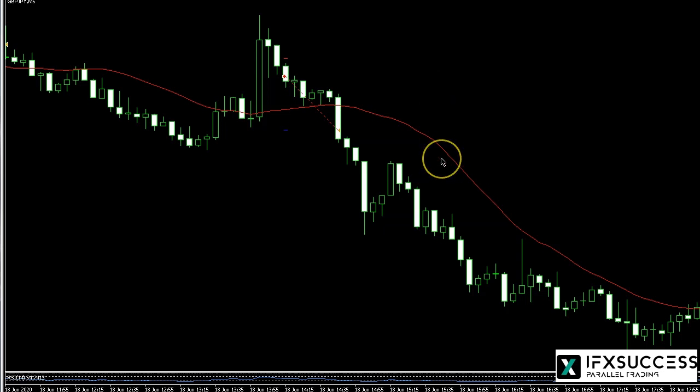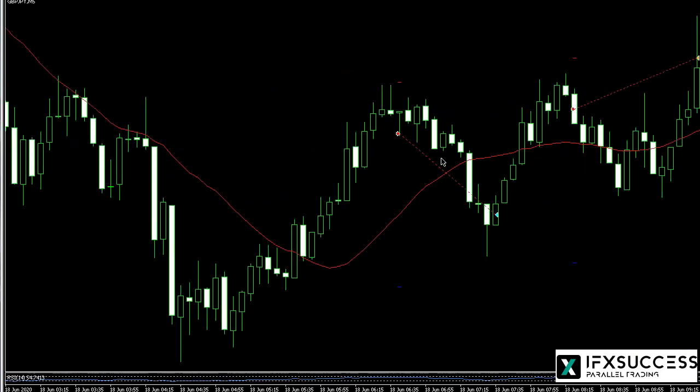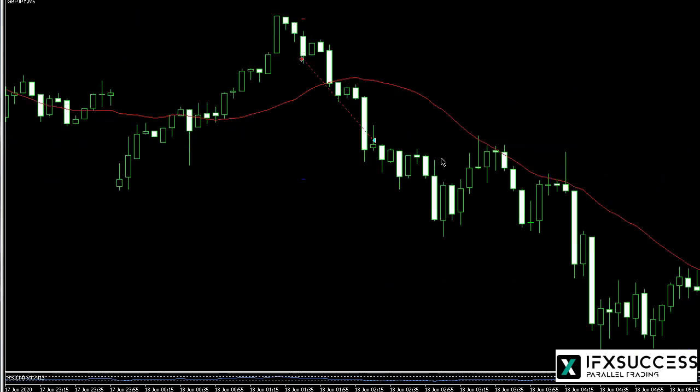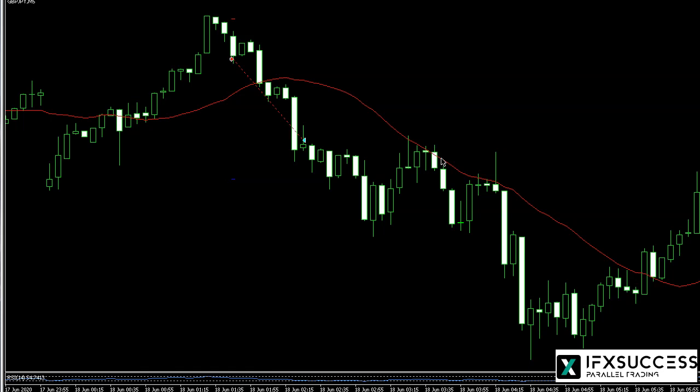But this is pretty much yesterday. This is only entering with trend entries. This is ignoring reversal entries against the trend, which is also going to be included in the strategy as well.